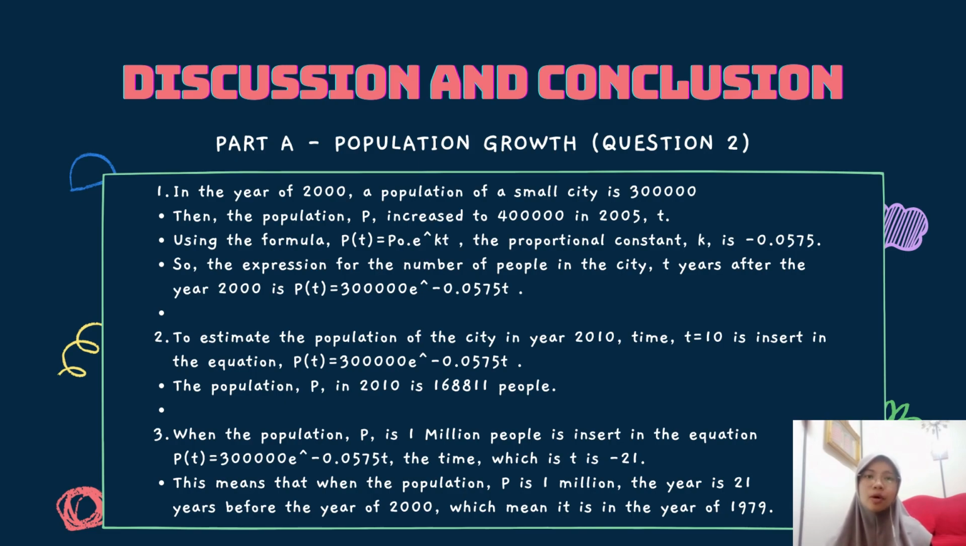Lastly, using the same equation, P(t) equals P0 multiplied by e to the power of negative 0.0575t, when the population P is 1 million people, the time t is negative 21. This means when the population P is 1 million, the year is 21 years before the year of 2000, which means it is in the year of 1979.